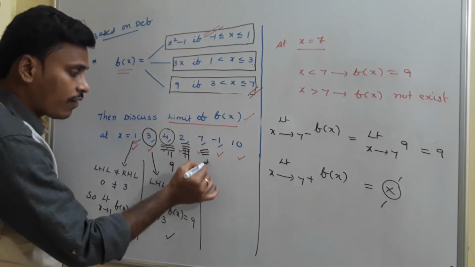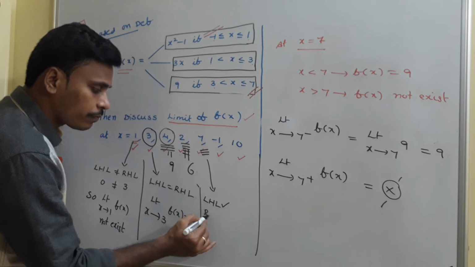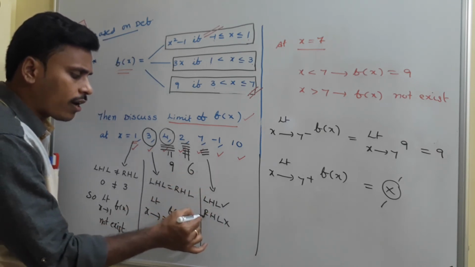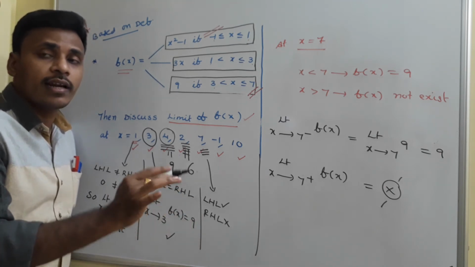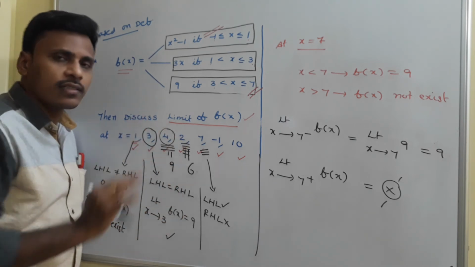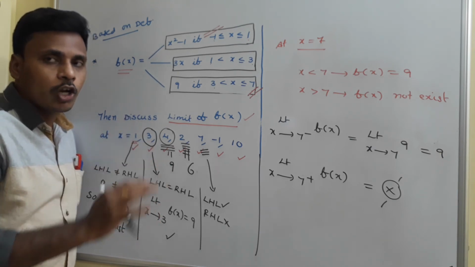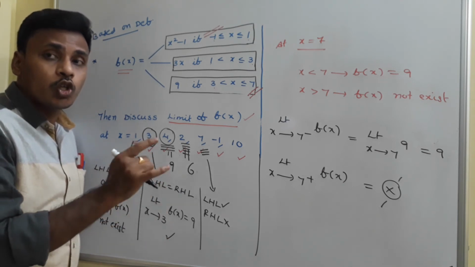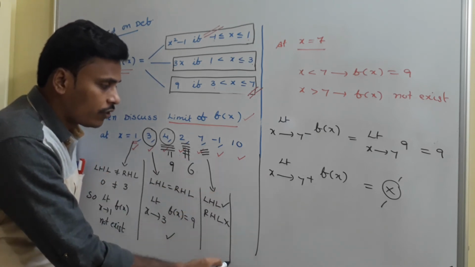So for 7 you need to mention that the left hand limit exists and the right hand limit does not exist. Since the left exists and the right does not, finally you say the limit does not exist at x equals 7. But if anybody asks you to find only the left limit, say 9. If they ask for the right limit, it does not exist. If they ask for the limit, it also does not exist because left and right are not equal. This is the discussion at x equals 7.